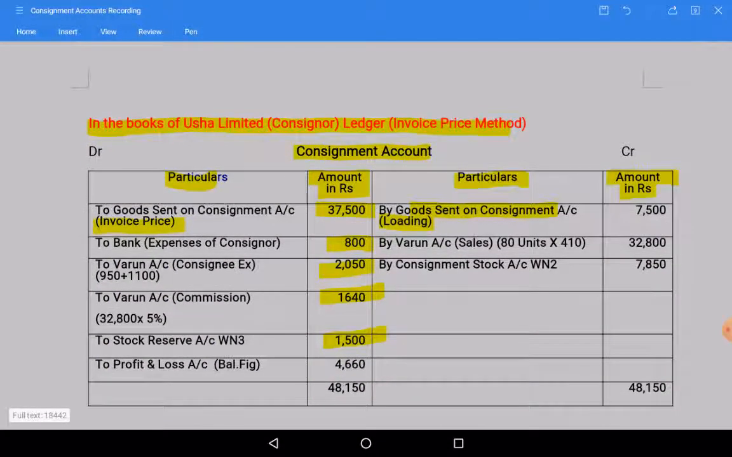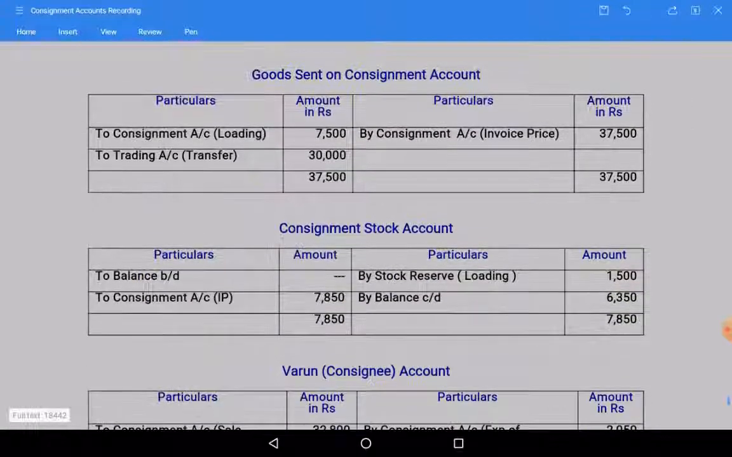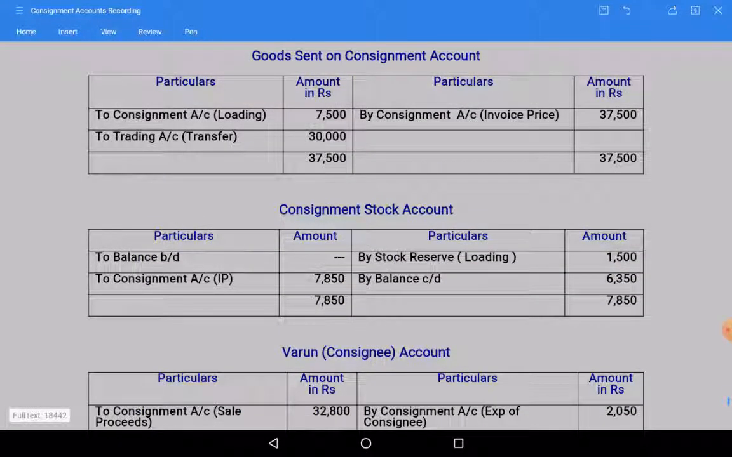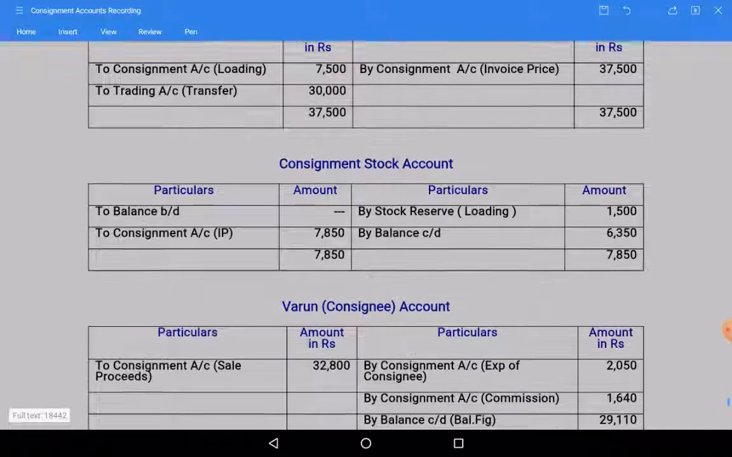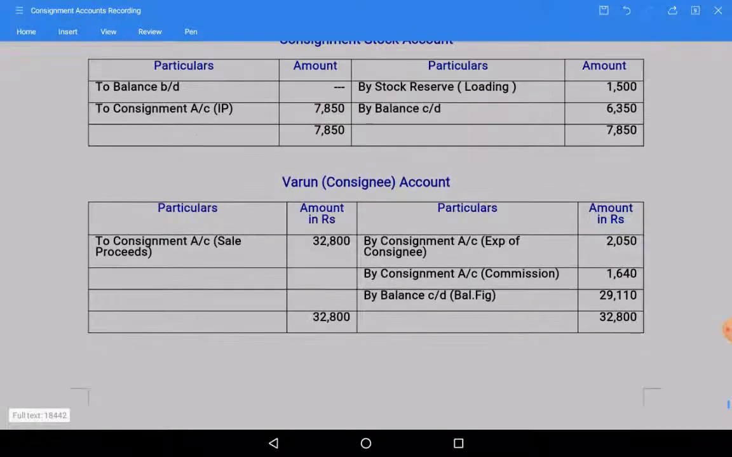This is consignment account. Here we are having goods sent on consignment account and Varun account.